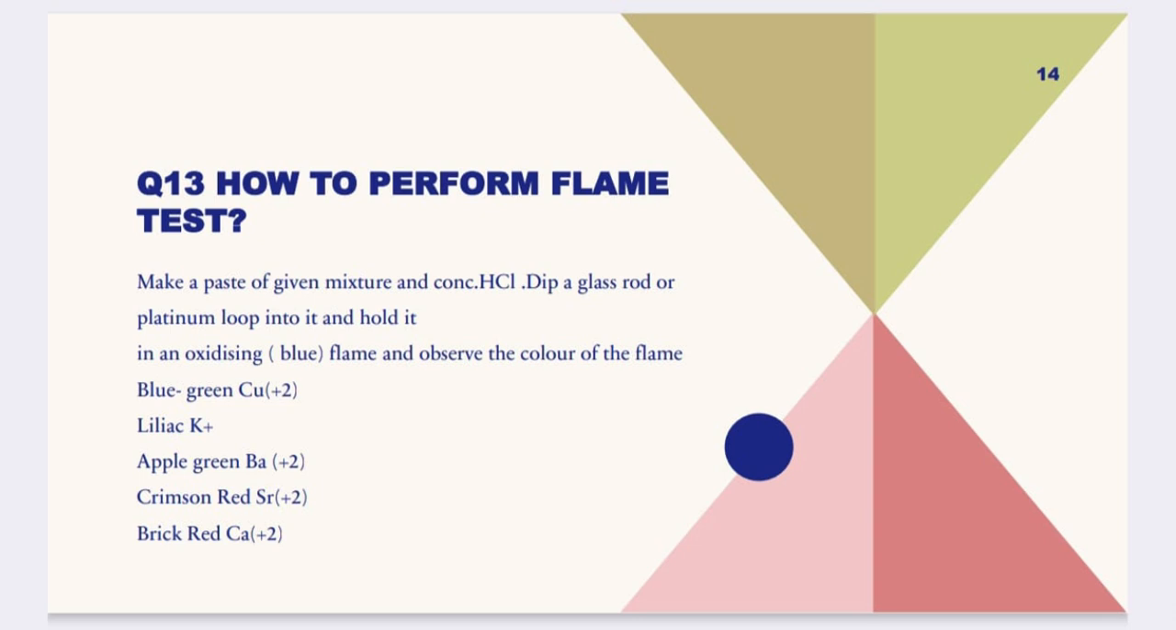Apple green is barium, Ba2+. Crimson red, a red and pink mixture, is strontium, Sr2+. Brick red, that is dark red, is calcium, Ca2+. So these are the possible cations which will be present according to the flame test.